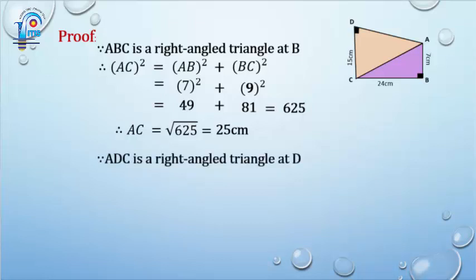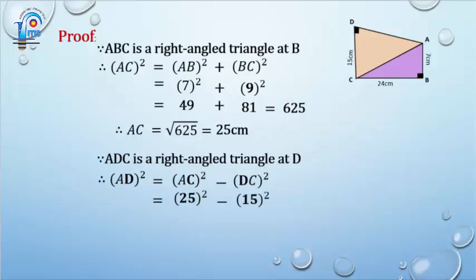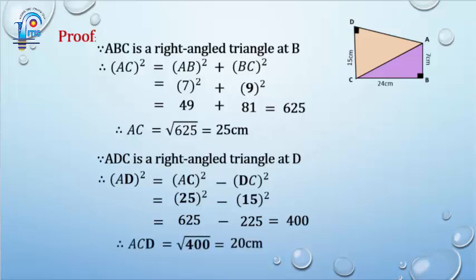In the triangle ADC, since ADC is a right angle triangle, then AD squared equals, now I am asked about a side. The length of a side is the square of the length of the hypotenuse minus the square of the length of the other side. Then AD squared equals AC squared minus DC squared. AC equals what? Equals 25 from the first part of the proof. Then minus DC equals 15 to the power 2. 25 to the power 2 equals 625 minus 15 to the power 2 equals 225 equals 400. To find the length of AD, take the square root of 400 equals 20 centimeters.